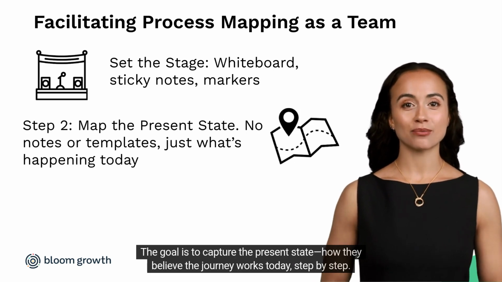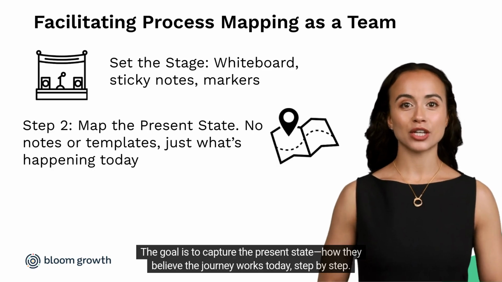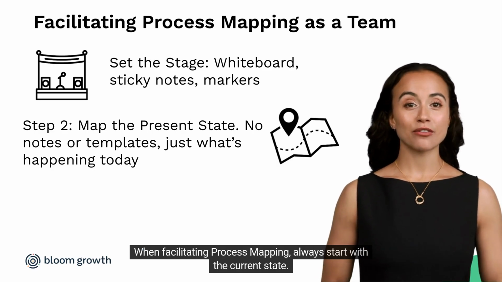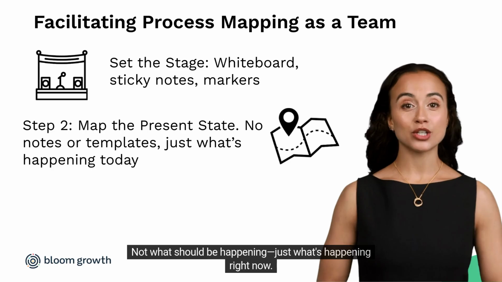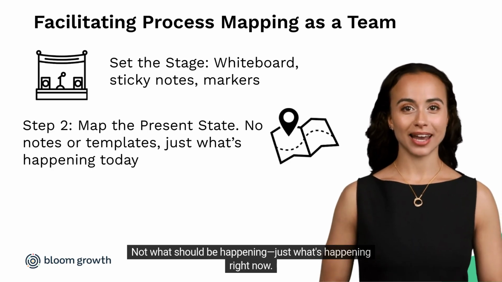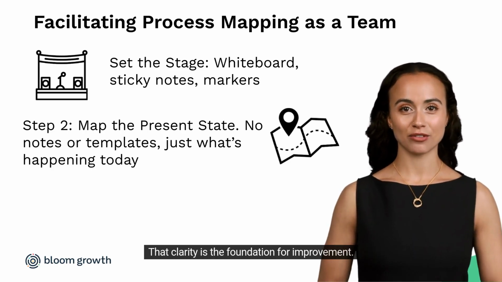The goal is to capture the present state, how they believe the journey works today, step by step. When facilitating process mapping, always start with the current state. Not what should be happening, just what's happening right now. That clarity is the foundation for improvement.